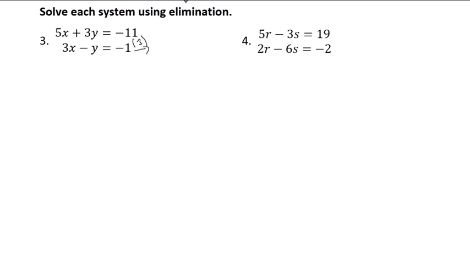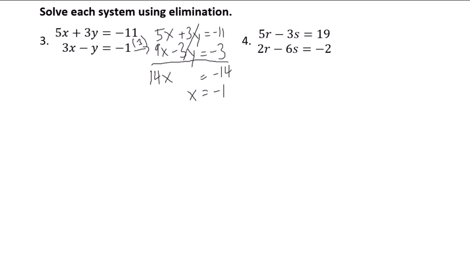And we know from solving that as long as you multiply the left side and right side by the same thing, the equation stays balanced. And we get 9x minus 3y equals negative 3. And now you can see this negative 3y is the opposite of the 3y that is in the first equation. Now when we add these together, the y's cancel out, and we get 14x equals negative 14. Divide both sides by 14, you get x equals negative 1.